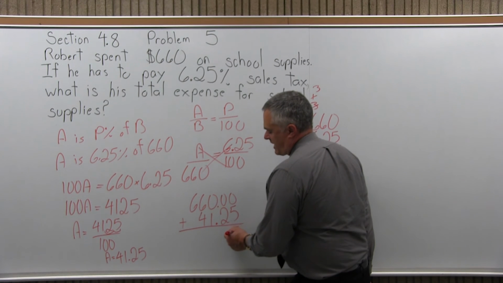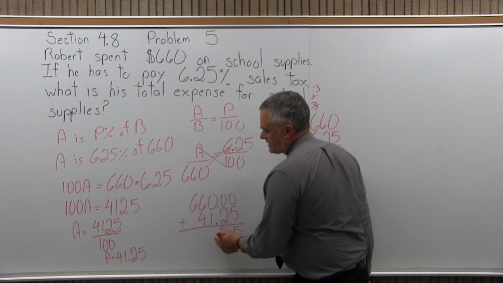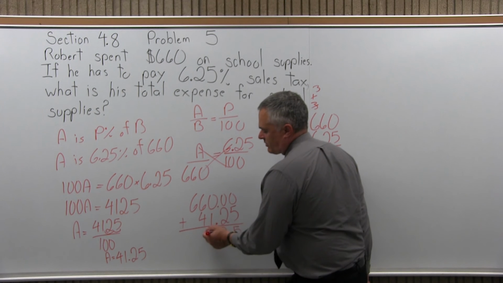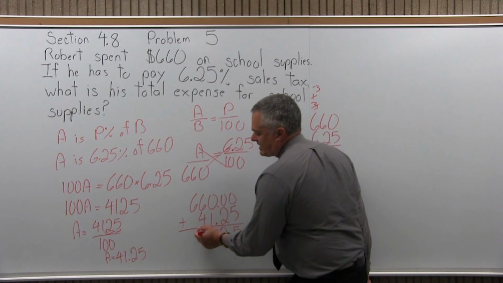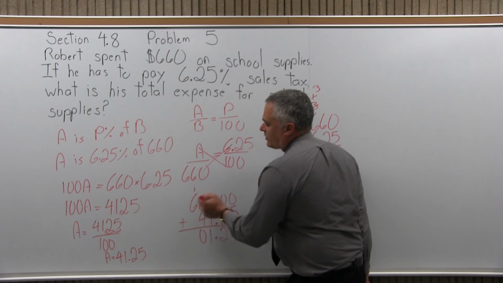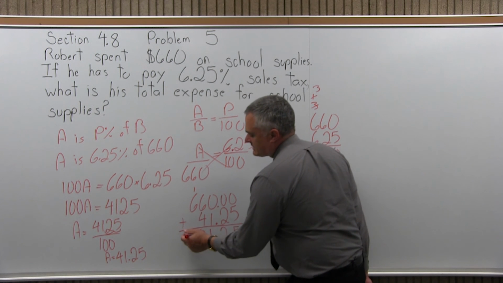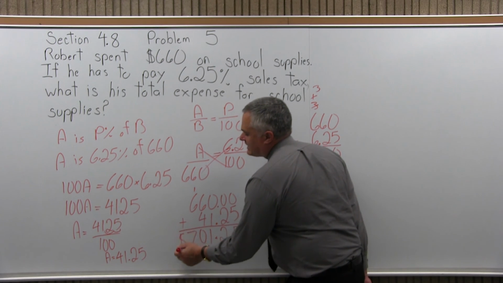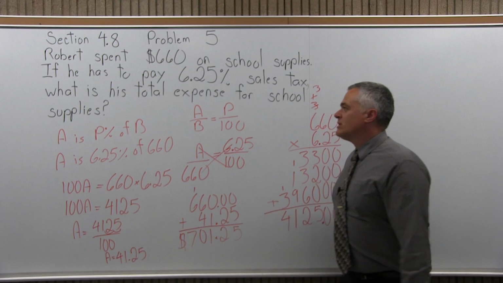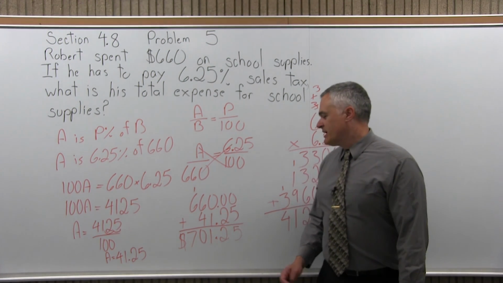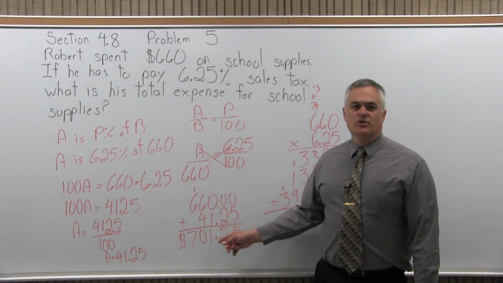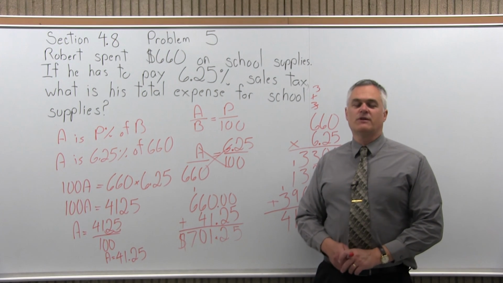So 0 and 5 is 5, 0 and 2 is 2, bring the decimal straight down vertically. 0 and 1 is 1, 6 and 4 is 10, so for 10 write the 0, carry the 1. 1 and 6 is 7. Now that's the answer. What's the total purchase plus tax that was paid for school supplies? That total is a little over $700, $701.25.